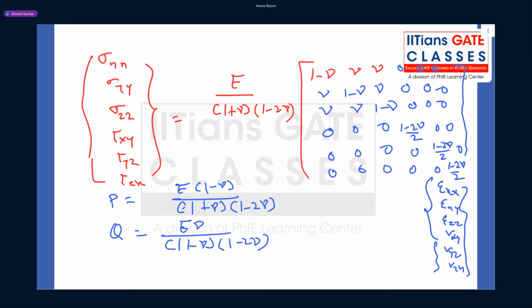And what is R, guys? What is R? R will be, R will be what, guys? E upon 2 into 1 plus nu. Right? So which is nothing but what? E upon 2 into 1 plus nu is, guys, what? We all know it is G.